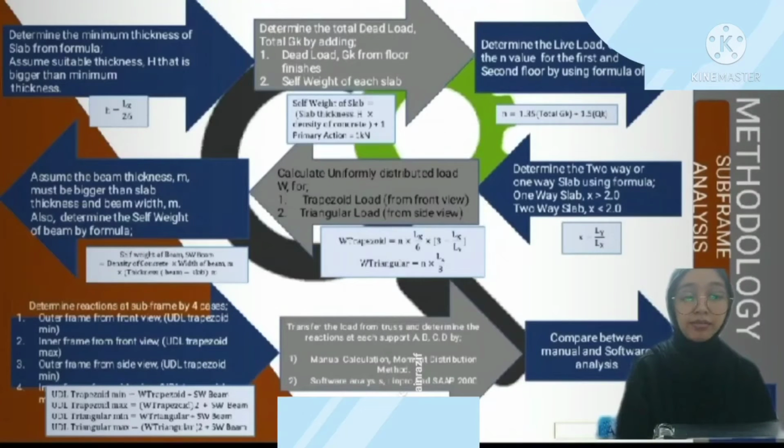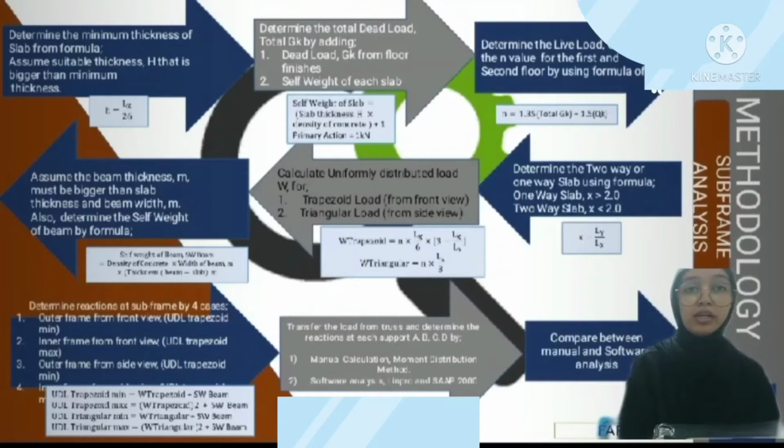Next is the methodology for subframe analysis. The first step is to determine whether we have a one-way slab or two-way slab. From our project, we determine that our project is actually a two-way slab for each slab section. So for a two-way slab, we have the trapezoidal and triangular load. It means that we can analyze this frame in 2D from two sides. For example, we have the front view for maximum or minimum trapezoidal load and side view for minimum or maximum triangular load. So when we analyze all this, we can use manual and software analysis.